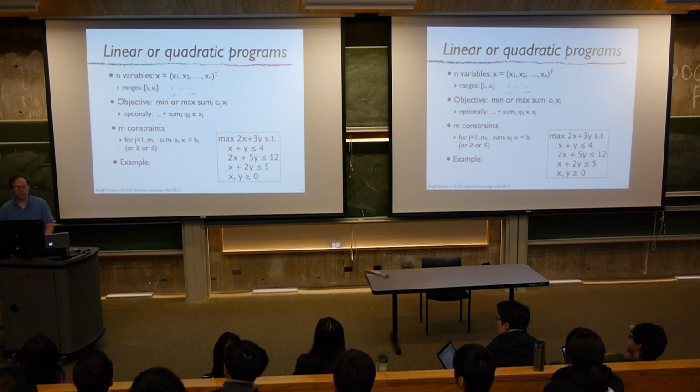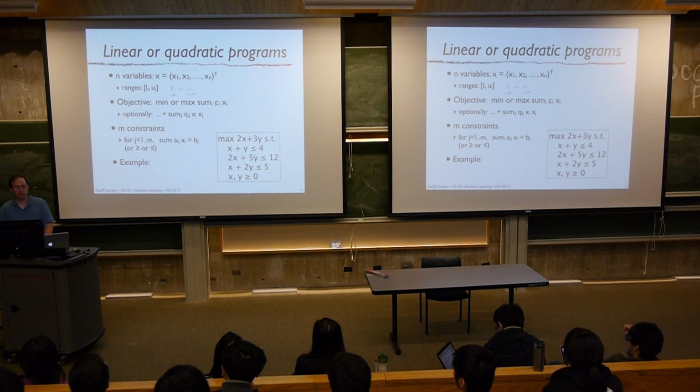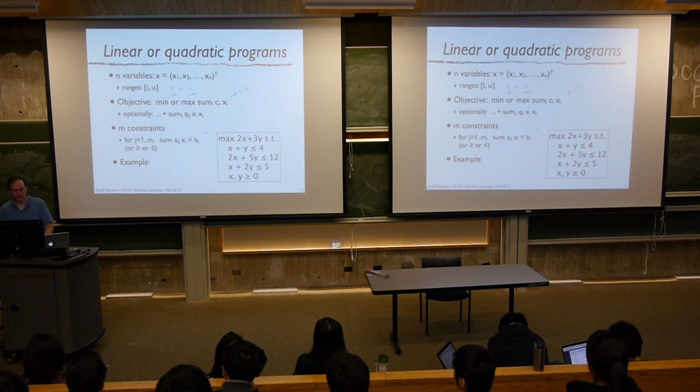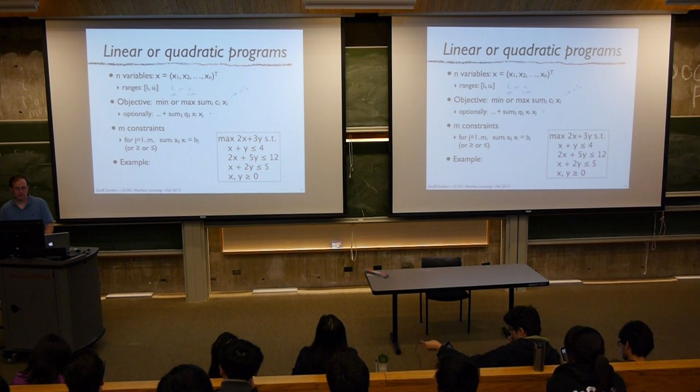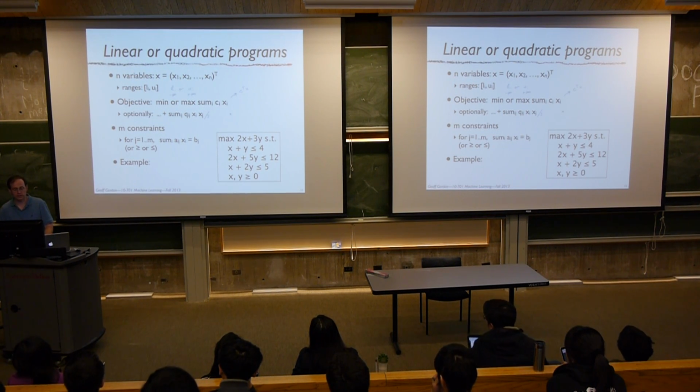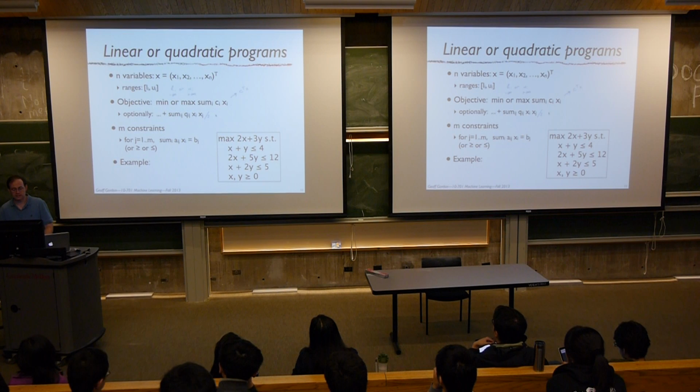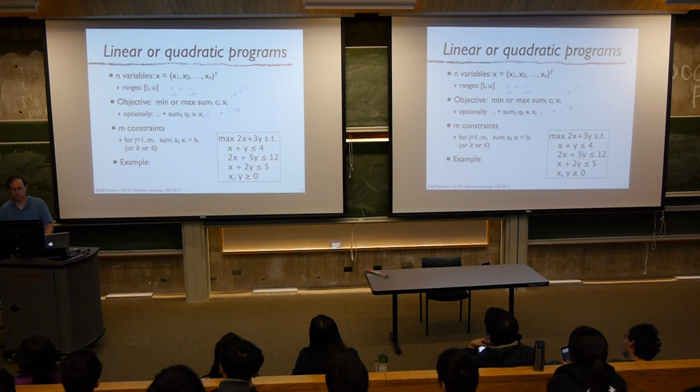So the objective is to minimize or maximize a linear function, which is just the sum over i of ci times xi for some constant ci. We can also write that as c transpose x. Optionally, plus a quadratic function, the sum over ij of qij xi xj. So qij is also a constant. Actually, let's write that over 2 just to be consistent with what I'll do later. And so that is the same as saying x transpose Qx over 2.